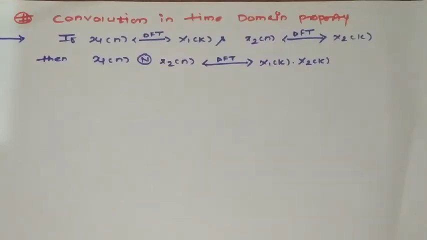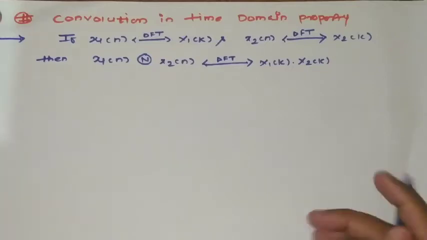Hello everyone. In this segment we will discuss another two important properties of the discrete Fourier transform. Initially we will discuss the convolution in time domain property, and later on we will switch to the multiplication of two sequences in time domain property.